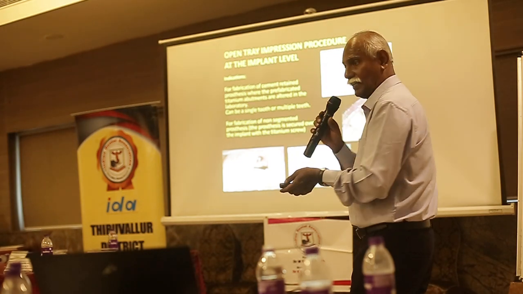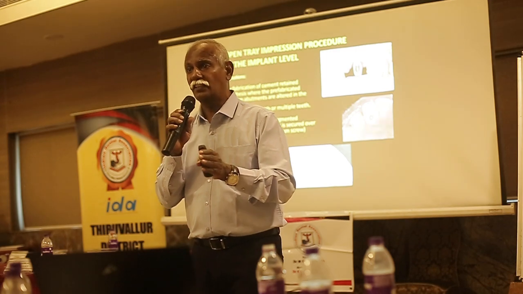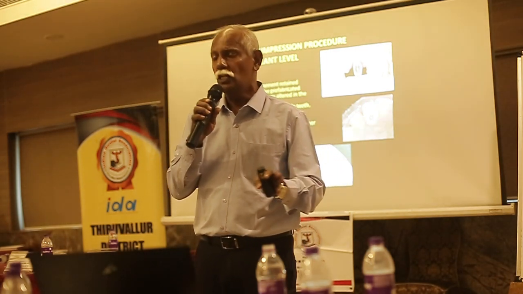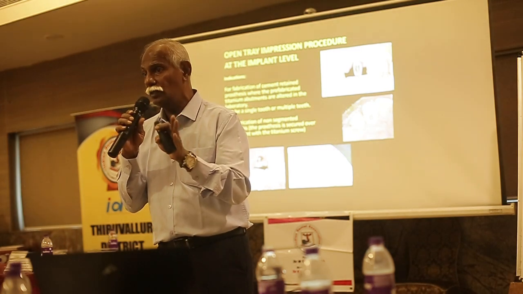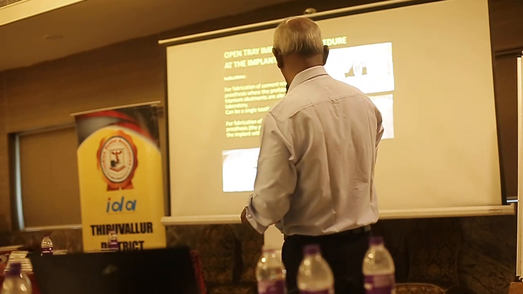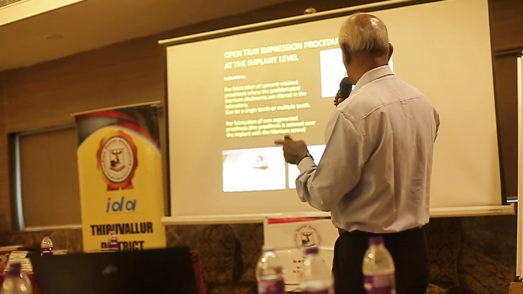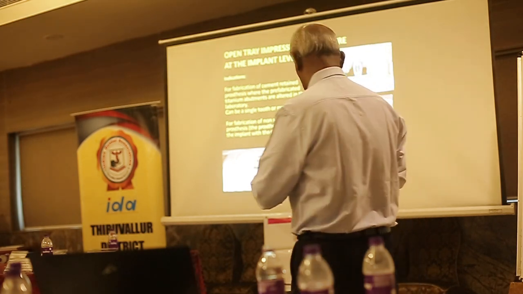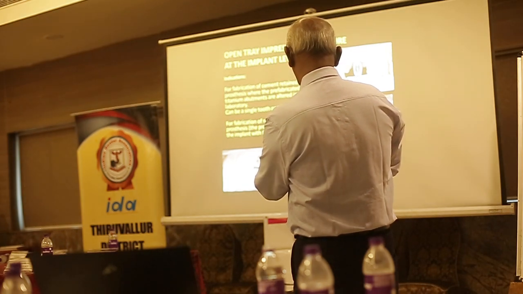So these are some of the cases where, as I told you earlier, we make an open tray impression technique. Do not ever go for a closed tray technique. Closed tray technique is only for diagnostic purposes, not for the actual prosthesis fabrication. For the fabrication of cement-retained prostheses, where the prefabricated titanium abutments are altered in the laboratory, it can be a single tooth or multiple teeth. For the fabrication of non-segmental prostheses, the titanium screw is used over the implant.